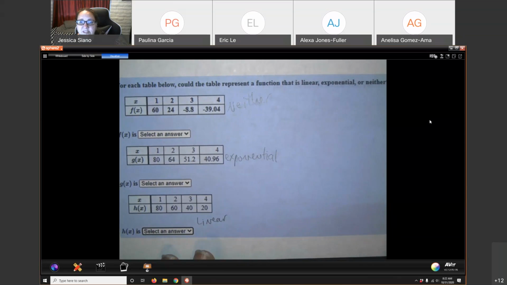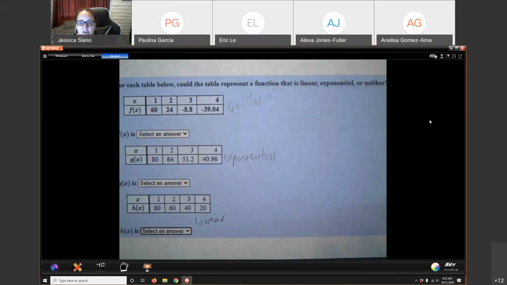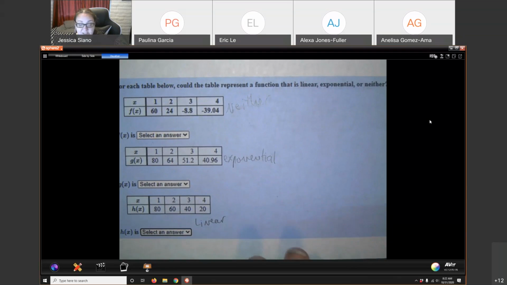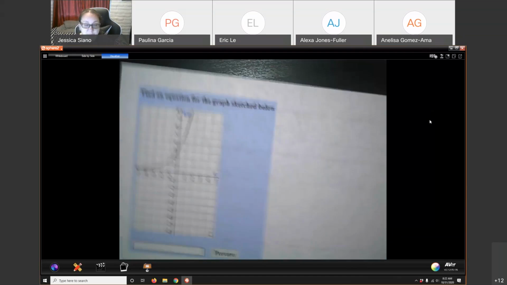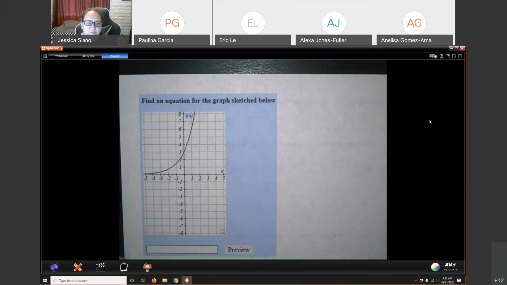Now, this one says specifically, is it linear, is it exponential, or is it neither? If they asked you which one was best, you would pick the one with the best R value, closest to 1 or closest to -1. But here they were looking for, is it exponential? And if it does not have an R value of 1, then it is not a perfectly exponential. Okay?